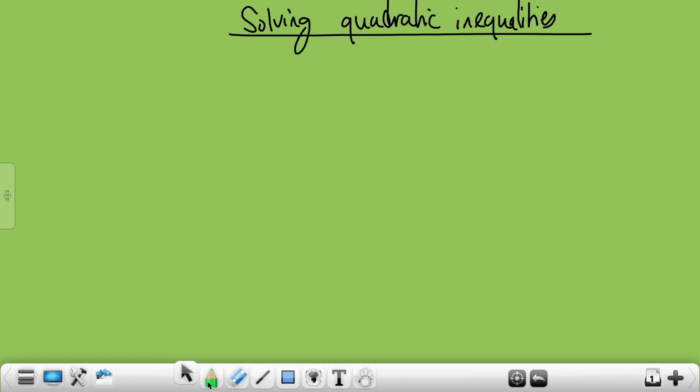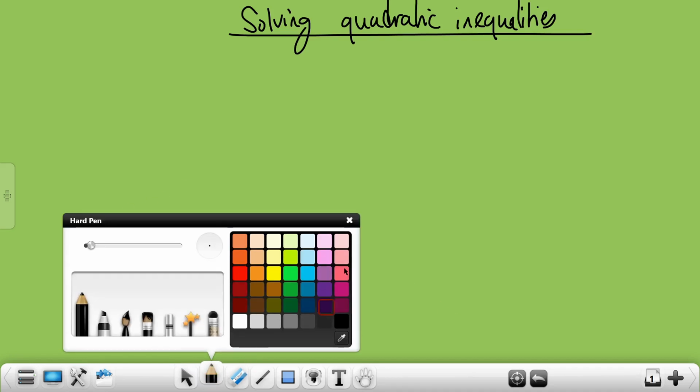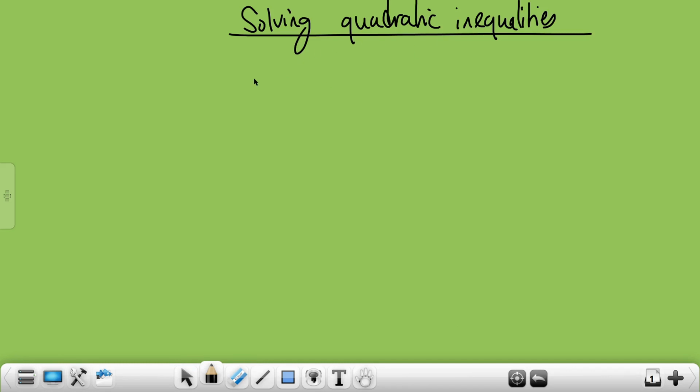Right, what I'm going to do in this is to solve quadratic inequalities, such as this one here. It is a quadratic because we've got a quadratic expression, and it's an inequality because we've got this symbol. So it could be this, any one of these symbols. Right. To start off with, we need to factorize this.